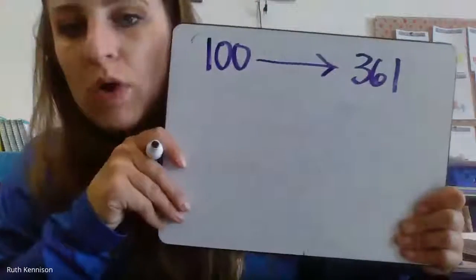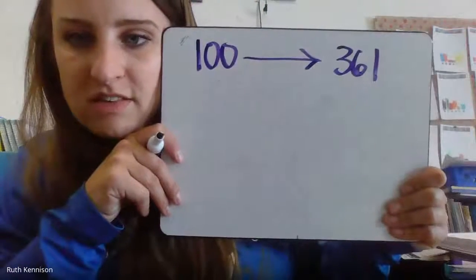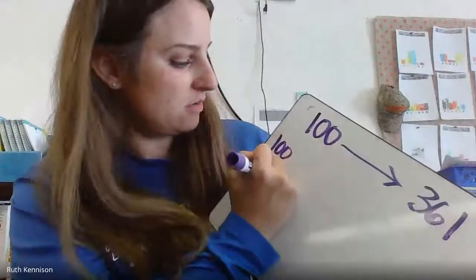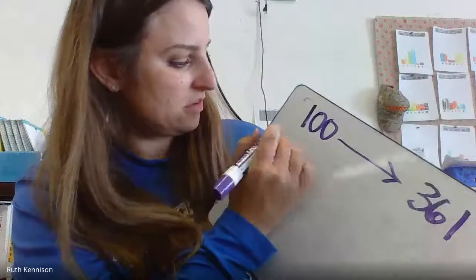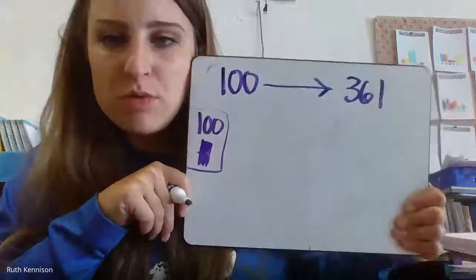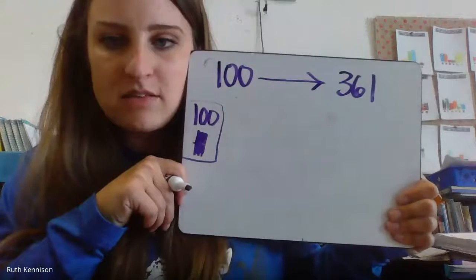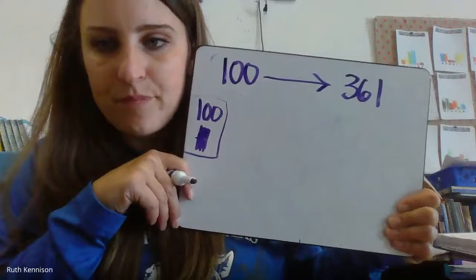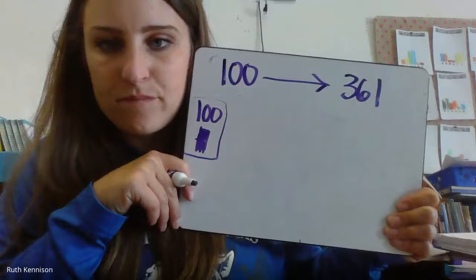Okay, 100 to 361. We're going to start at 100s. I'm going to show my little hundreds block right there. Amy, what do you think we should count next? Count first. What should we count by? Ones.